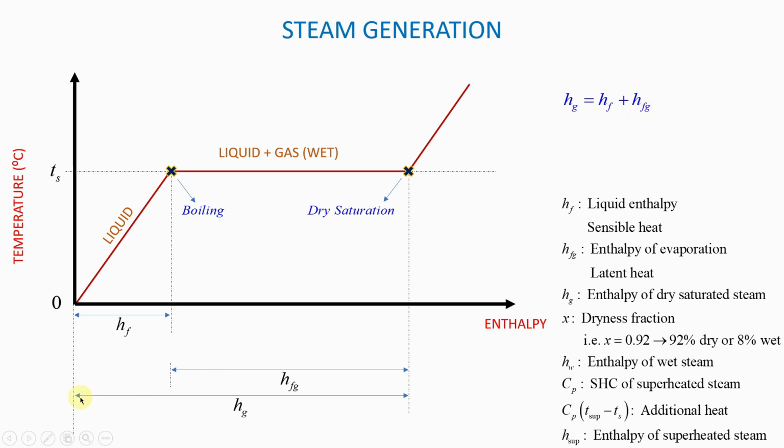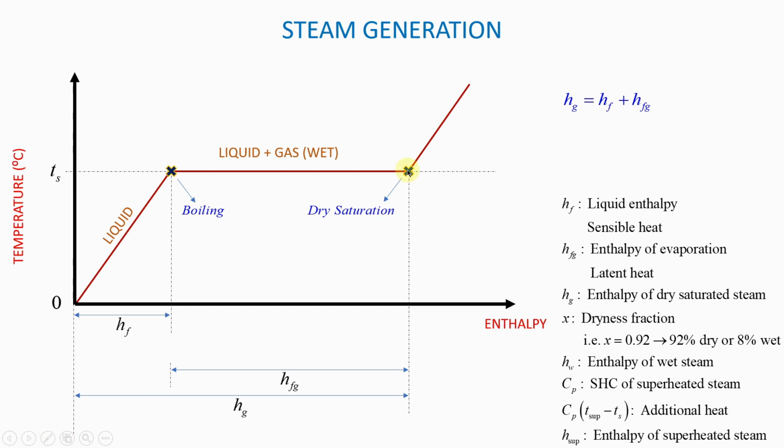So that is the amount of heat that you need to provide to water that is at 0 degrees for it to become completely evaporated and the gas to be dry saturated. Okay, the heat that you need to provide from here to there, this is Hg. It's the enthalpy of dry saturated steam. Very important to understand that.